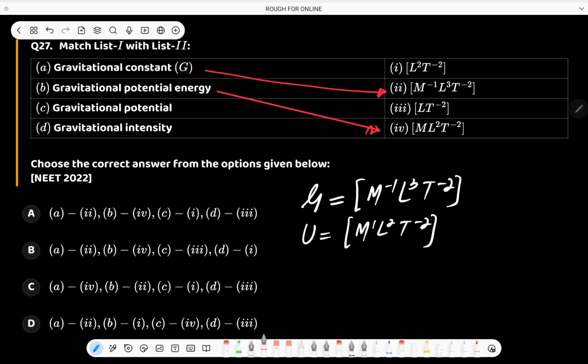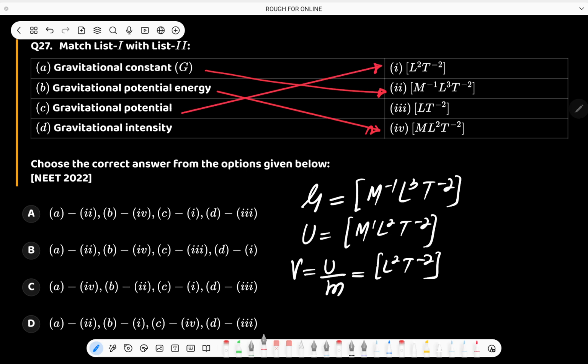Now look at the options: A with the second, B with fourth. So again there are two more options. Let's go to C, that's gravitational potential. Gravitational potential is simply potential energy per unit mass, so it will be equal to L^2 T^-2. So gravitational potential is L^2 T^-2, it will match with the first.